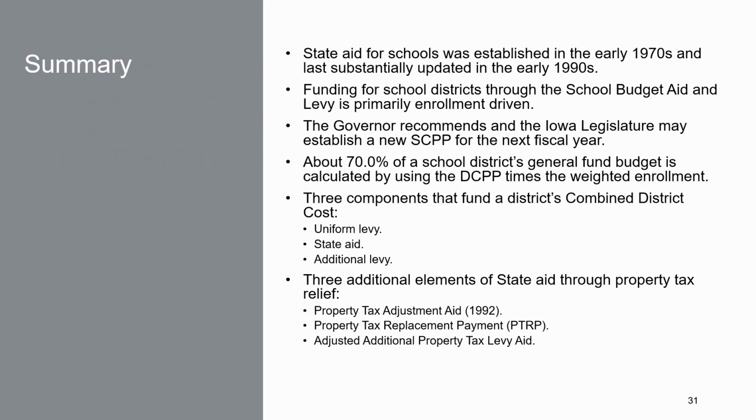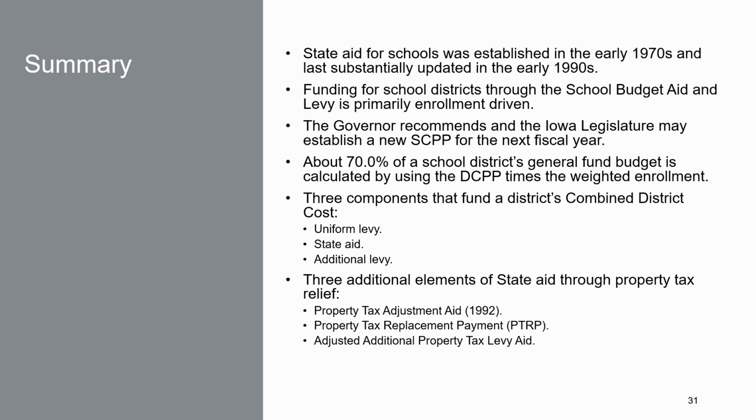Page 31. To summarize, state aid for schools was established in the early 1970s and last substantially updated in the early 1990s. Funding for school districts through the school budget aid and levy is primarily enrollment driven. The governor recommends, and the Iowa legislature may establish a new state cost per pupil for the next fiscal year. About 70% of a school district's general fund budget is calculated by using the district cost per pupil times the weighted enrollment.